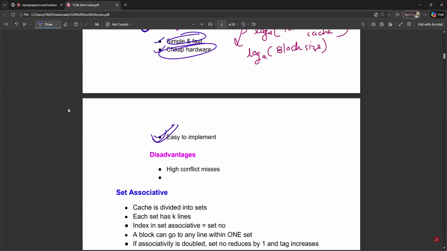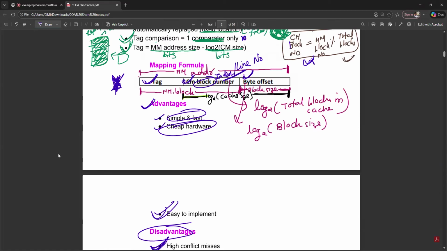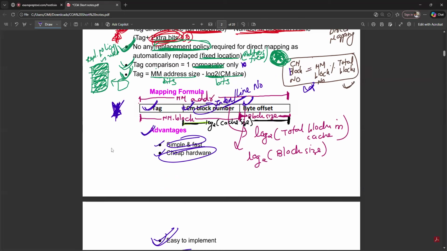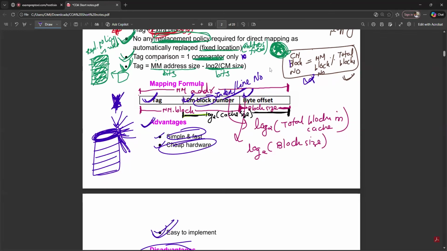Now, what is the disadvantage? The disadvantage is high conflict misses. High conflict misses mean that too many different blocks are fighting for this particular block, because their addresses are fixed. I told you here that their addresses are fixed.